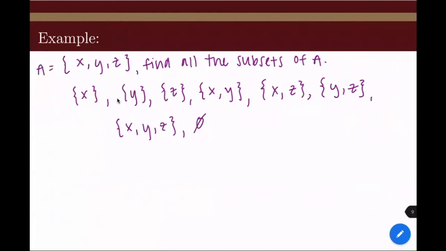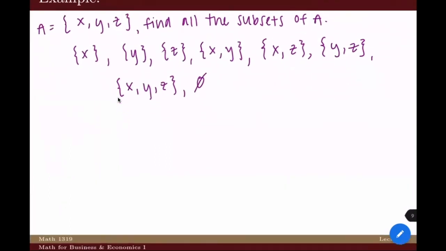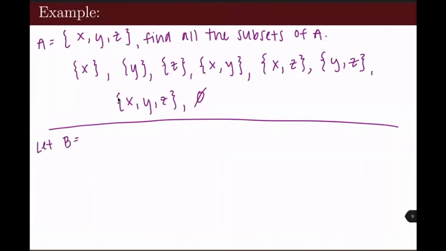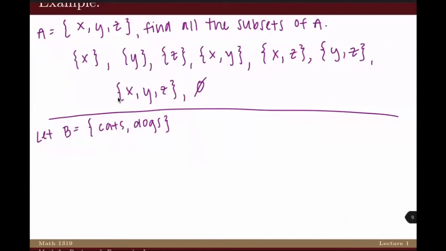Let's do another one. Let B equal the set of cats and dogs. Since a set can be a collection of any objects, I can also use living creatures. It doesn't always have to be numbers and letters. So we'll look at the set of cats and dogs. Let's find all the subsets.